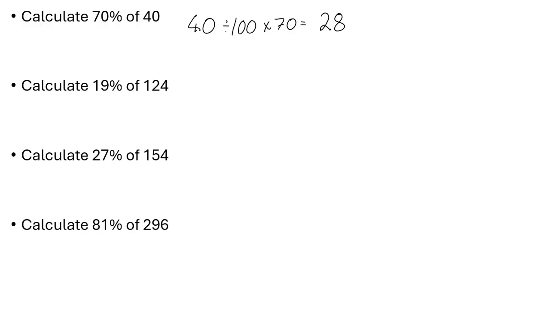Job done. Let's imagine I say I want to calculate 19% of 124. The logic holds the same. Split into 100 pieces. All I want this time though is 19 of those 100 pieces.